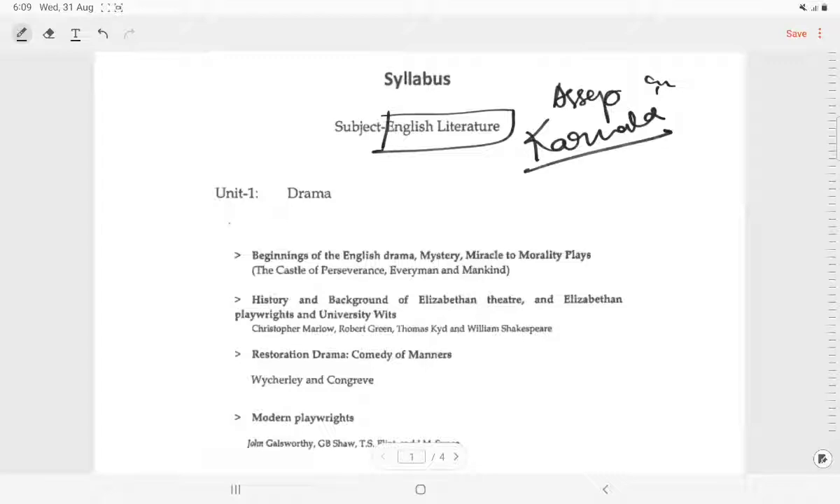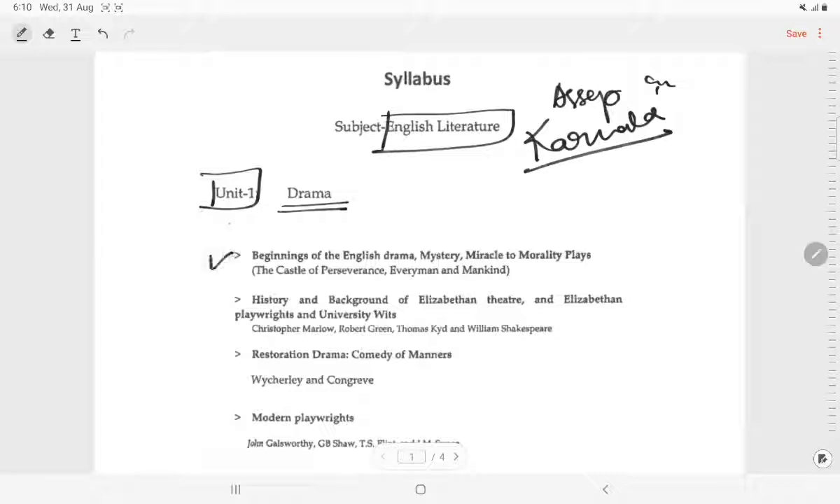Here the syllabus is defined and classified according to the UGC-NET SLET exam. It means the syllabus is also helpful for the UGC-NET SLET exam. Okay, let's see. Unit number 1, drama. Drama is a very important genre of literature, and in each literature we can find drama. Let's see what points and aspects they have given in the context of drama.